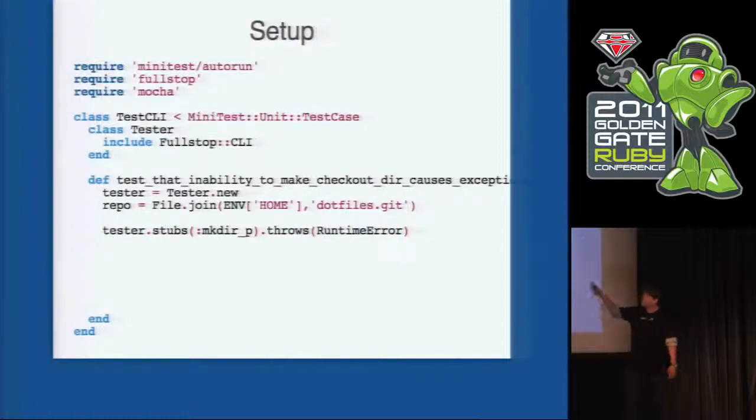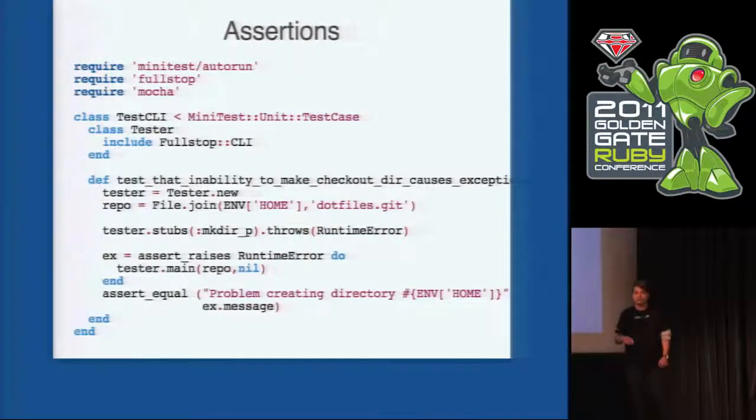I'm making a class to include our CLI modules, so I can mock out makedir, which we can see right there, and it's going to throw a runtime exception. That should be pretty reasonable to test a failure. Then we're going to call main, and we're going to assert that it raises a runtime exception, which is not surprising since we just made it do that. But what's really important is this last part here.